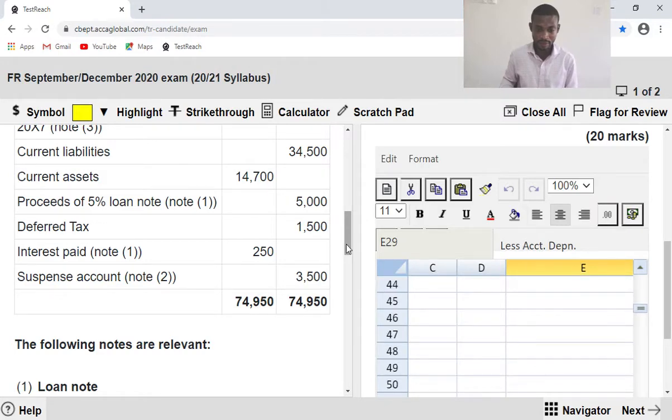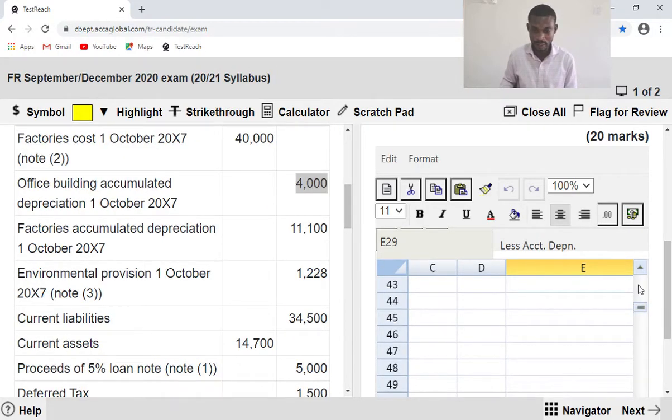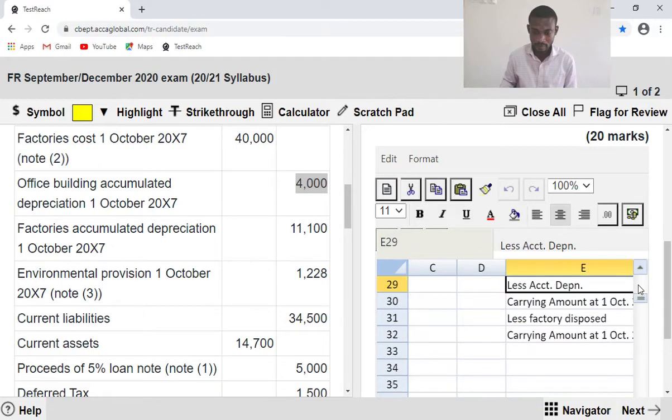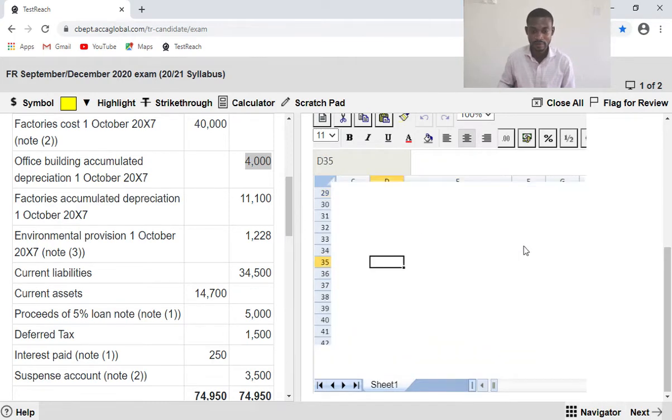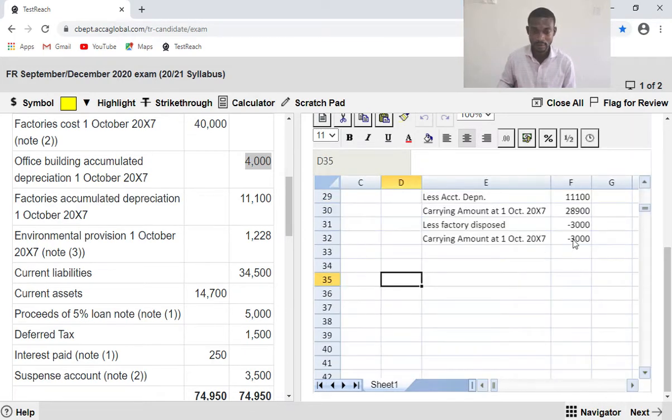Just a minute. Let's do it again. Let me reduce the zoom a bit. Good. It's better now. Good. So here we are.